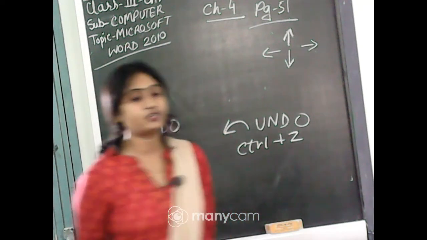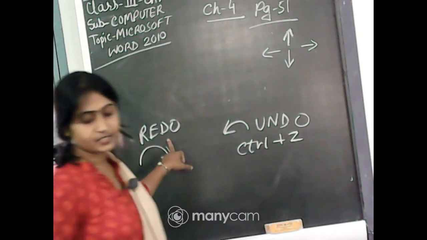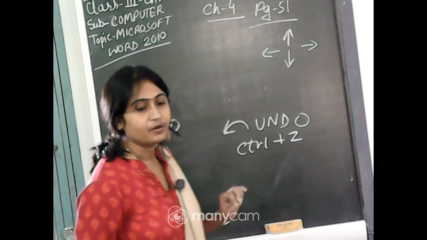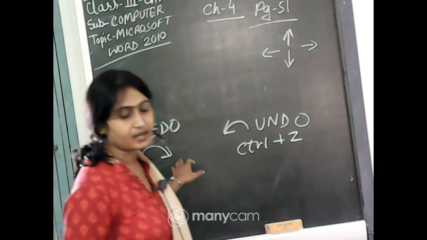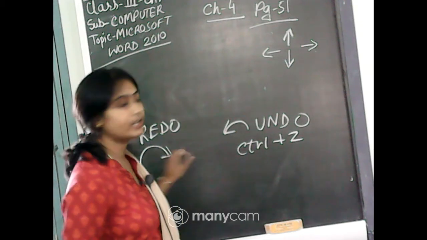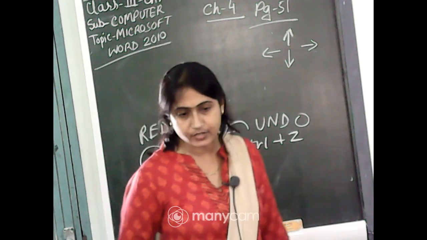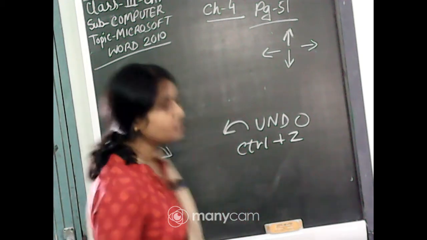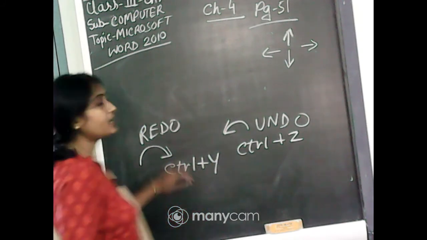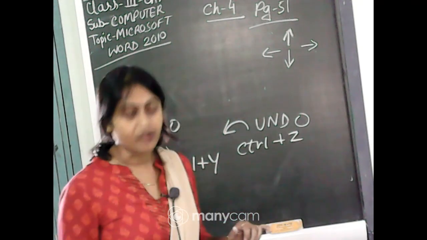Ctrl plus Z is the shortcut key for the Undo button, and you press it till you get back the desired text. And this is Redo. The Redo command is used to reverse the undo action. We can reverse the undo action by using the Redo button. The shortcut key of the Redo button is Ctrl plus Y, and Ctrl plus Z is the shortcut key for the Undo button.